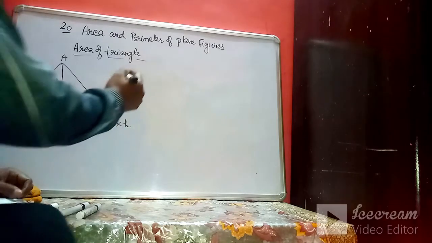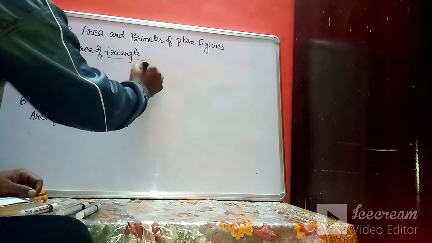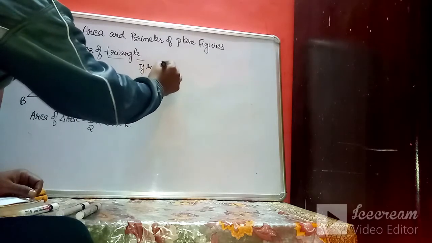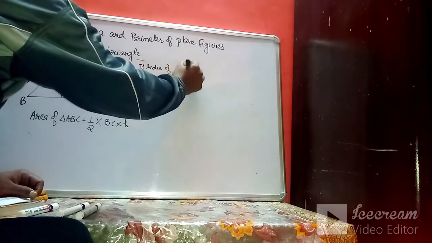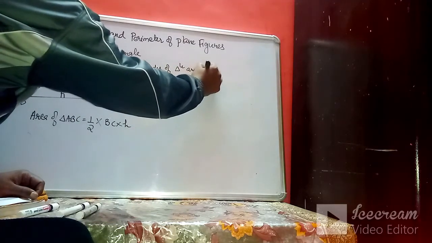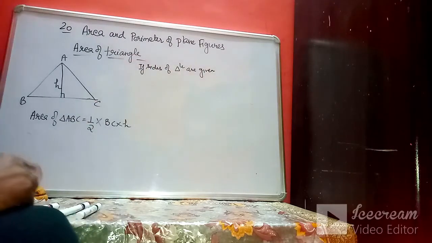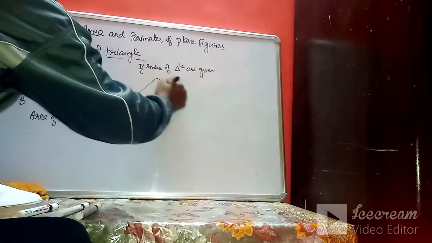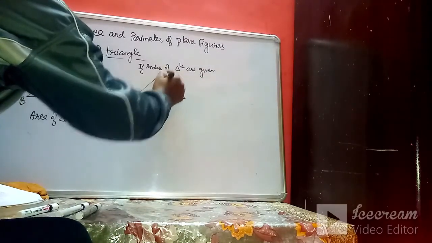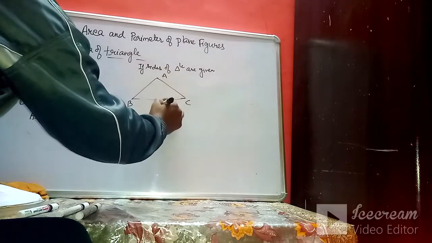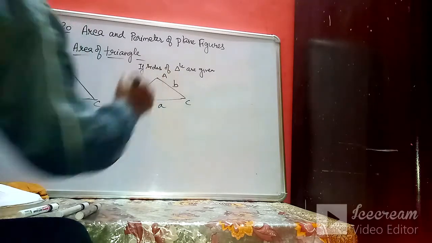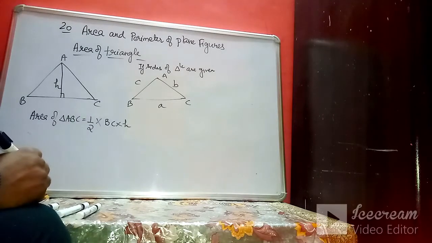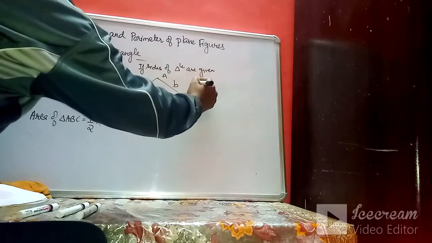Now suppose the sides of the triangle are given, okay, we are not provided with the perpendicular, we are provided with only the sides. Suppose this is a triangle, and in this, suppose the sides are given. So in this case, in these types of triangles, when only sides are given, we will use Heron's formula.